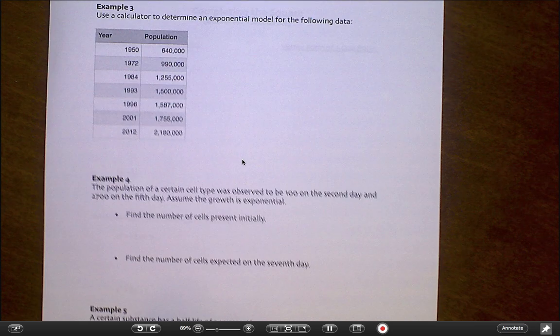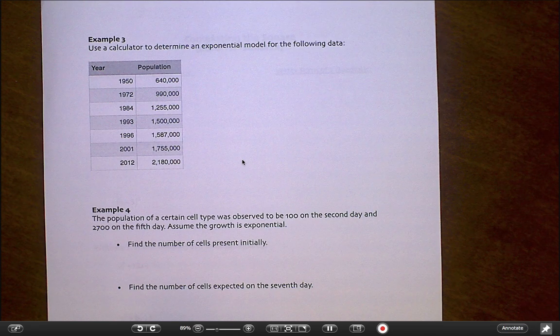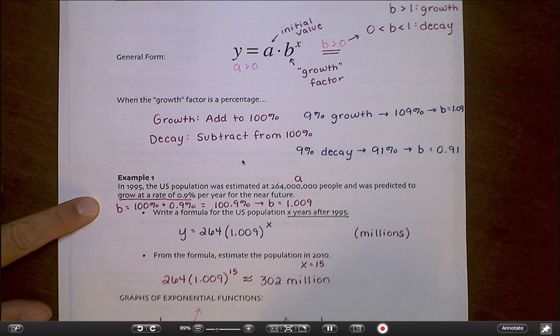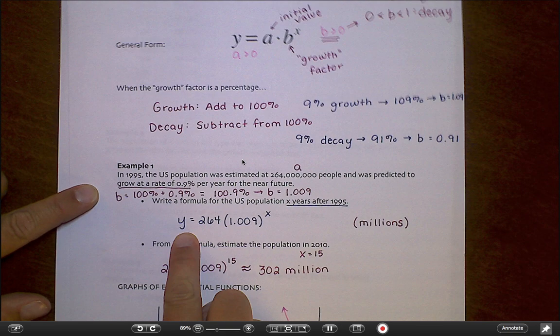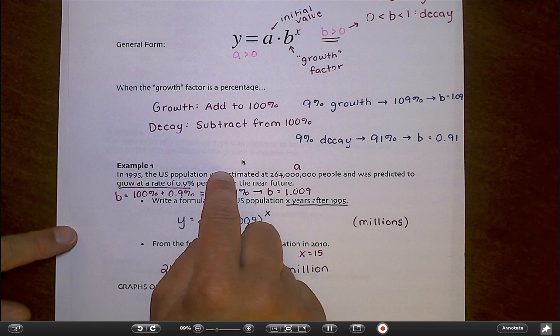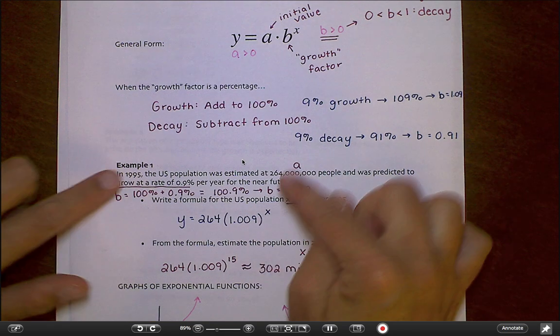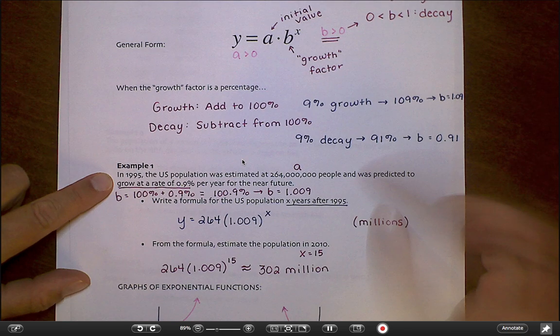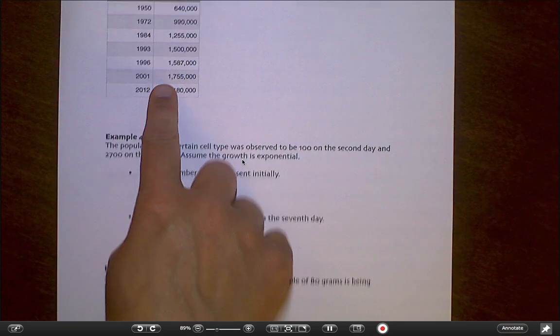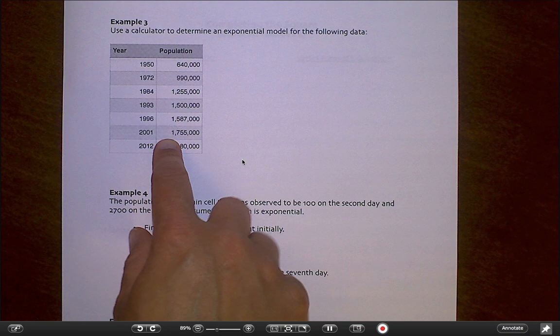And you'll notice this first question is given to us in terms of data. Let me just point out, back at the beginning of this lesson in the other video, we did this example 1. Technically, what we were doing here is exponential modeling. When we wrote this equation, this is an exponential model to represent this situation. So you can do modeling with word problems like this in real life situations, or you can do exponential modeling with data, and that's what we're dealing with here.